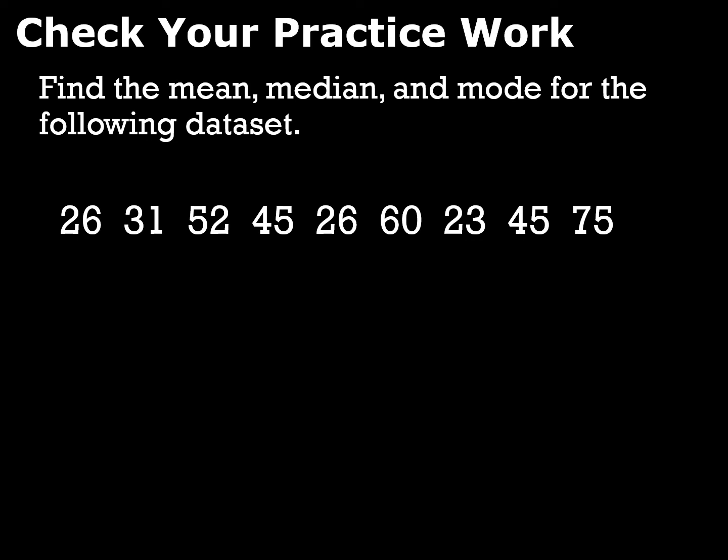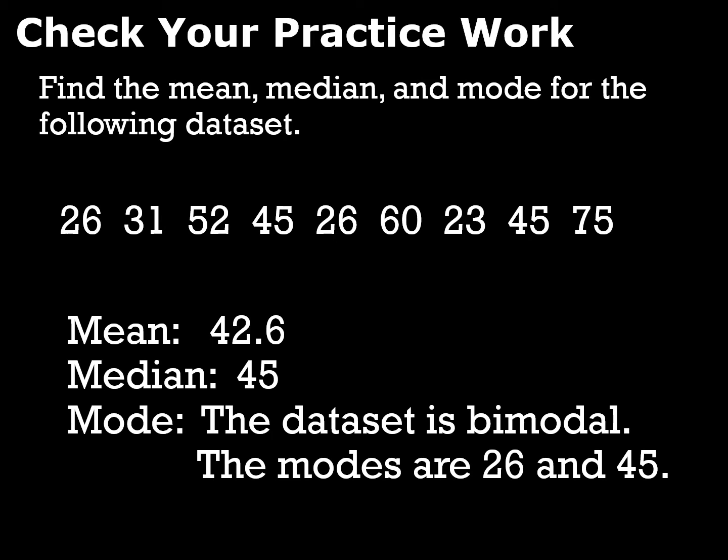Okay, now let's check your practice work, see if this is what you got. For the mean, you would want to round to 1 more decimal place past the raw data. All the data in the data set is whole numbers, so you would round the mean to 1 decimal point. So we'd say the mean is 42.5. The median is 45. And if you didn't get that, it's probably because you forgot to put it in order first. Now the mode: there are 2 modes, 26 and 45, which show up the same number of times. So we would say that the data set is bimodal and the modes are 26 and 45.